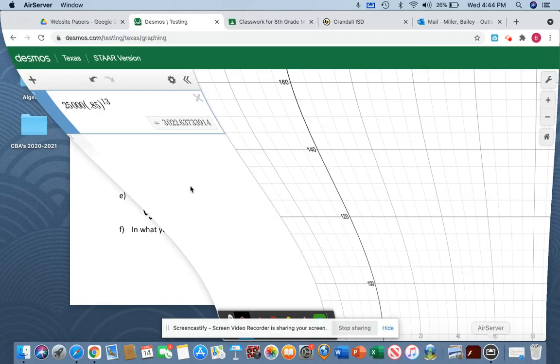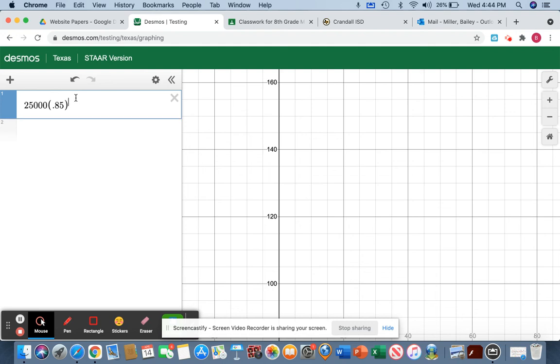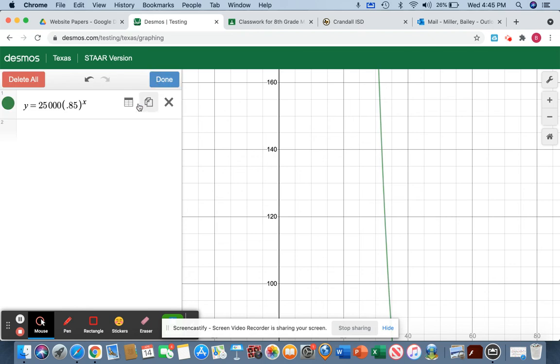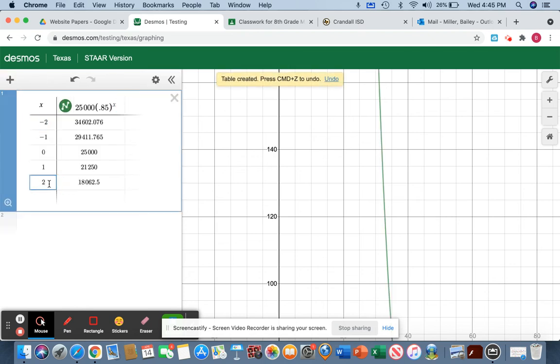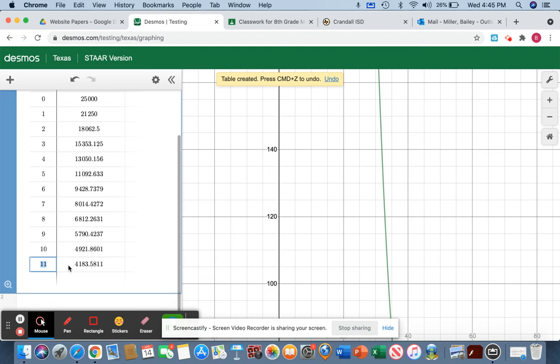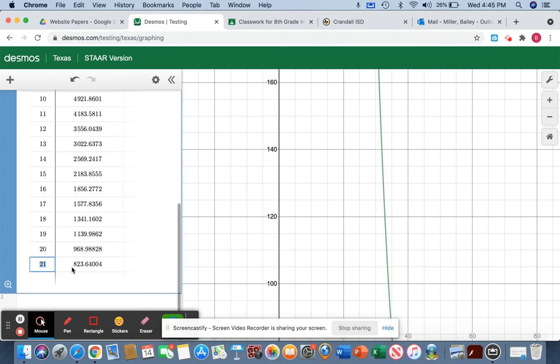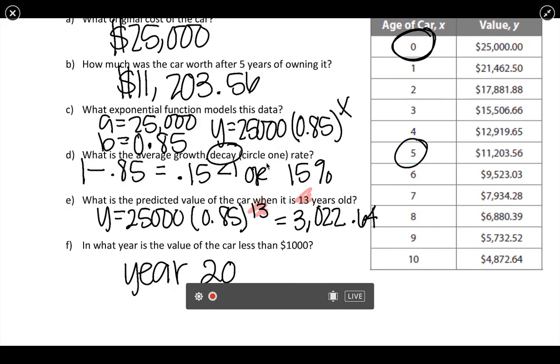So I think the easiest way is to go to Desmos, plug in your function, make it into a table, and then we're just going to go until this is less than 1,000. So notice I'm at 4,000, 1,500. Okay, so year 19, it's 1,039. In year 20, it's going to be less than 1,000. Year 20, it's $968.98. And that's it. Pretty straightforward.